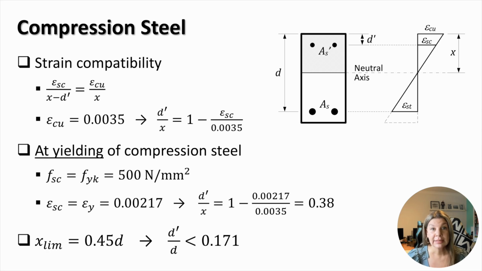For the top steel to yield, its depth in the section should not be larger than 0.38 times the depth of the compressed concrete. If we use the Eurocode 2 limit for the value of x, we obtain the following condition: that d'/d has to be smaller than 0.171, which assures that the top steel has yielded.